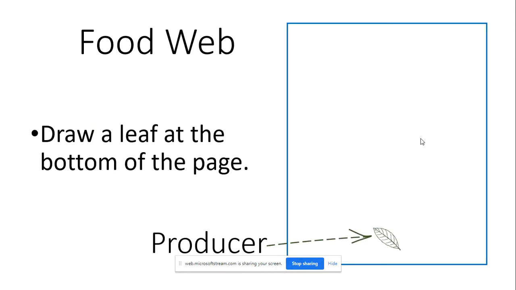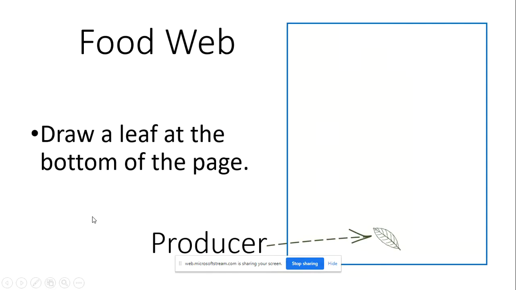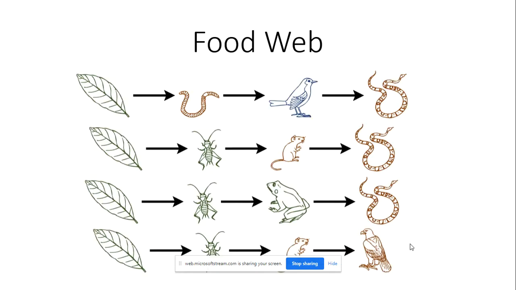First we're going to start off with, we have all those 4 leaves, right? If we look here, we have all the same producer. So we're going to start off by drawing the producer that we have. Our producer is a leaf. On our paper, it's going to be at the bottom, so make sure you draw it at the bottom. That is our producer. So that is a leaf that we're going to start off with. We've already got one thing down for our food web.